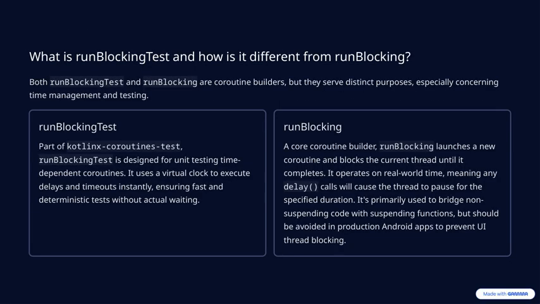So let's dive into what runBlockingTest and runBlocking actually are and how they differ. Both of these are coroutine builders, but they serve quite different purposes, especially when it comes to managing time and testing. Starting with runBlockingTest, this one is part of the Kotlin Coroutines test library. Its main purpose is to help us write unit tests for time-dependent coroutines.